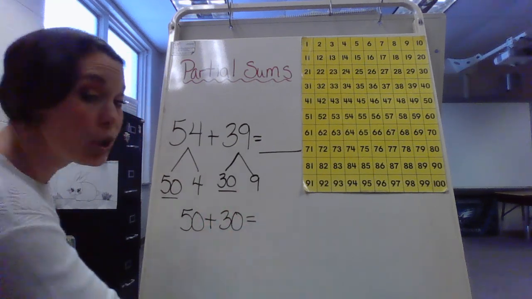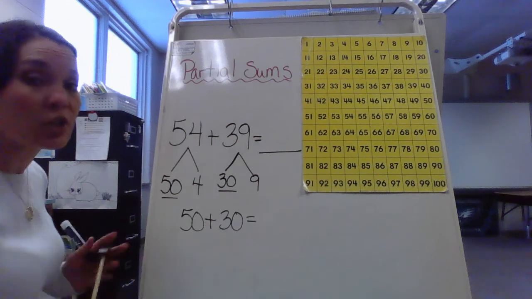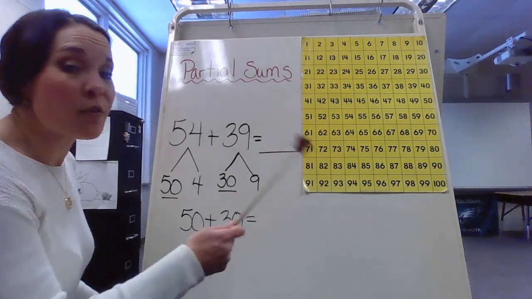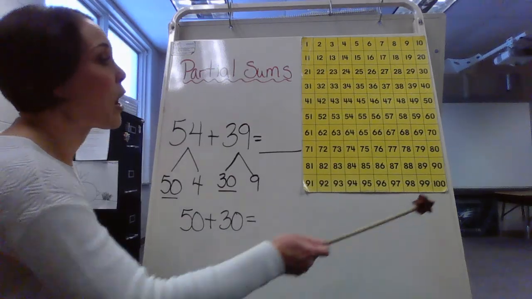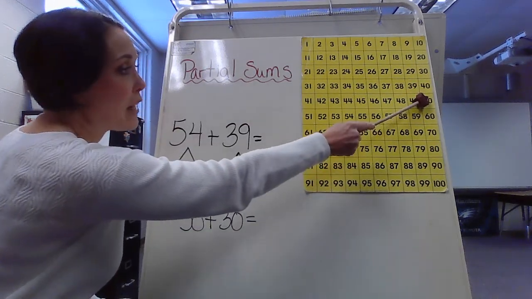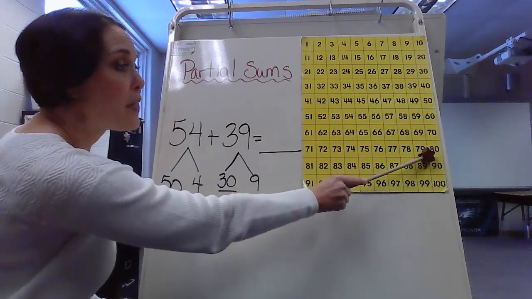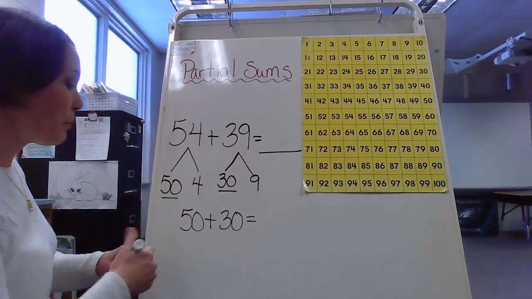If we need to use our hundreds chart, or if you could solve this using mental math, that's totally fine. Some of you could definitely do that. But for some of us that might need an extra help, here we go. So I'm at 50 and I'm adding 3 more. So I'm going to do 3 hops down. 1, 2, 3. That should end us on 80.